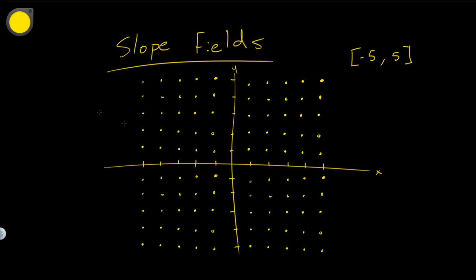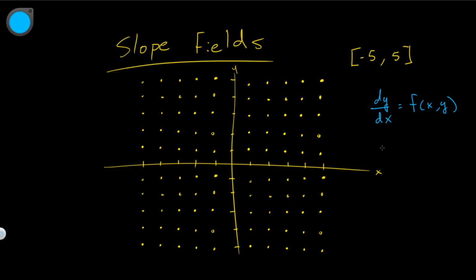What a slope field says, or does, or has us look at, is what is the slope given the differential equation dy dx equal to a function of x and y? What is the slope at all these points? And as we start to literally graph a small little slope at every single one of these points, we will see the family of solutions to the differential equation.